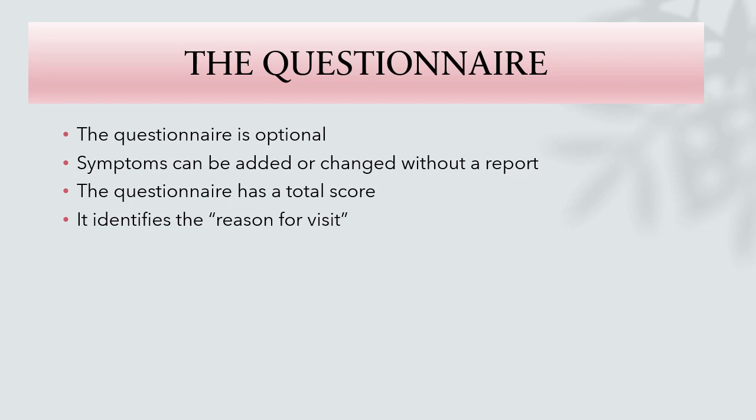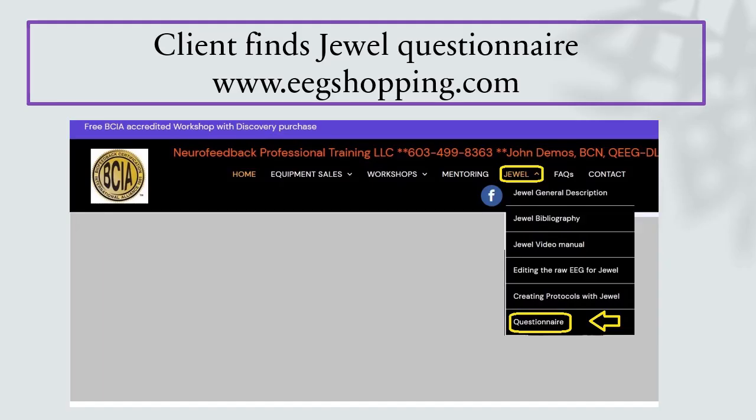The questionnaire, which is emailed to you, has a total score, and it identifies the reason for the client's visit. So it can be very helpful to have the client's point of view even before you see him or her. First, how does the client take the questionnaire? They go to www.eegshopping.com. They click on the Jewel tab. At the bottom of the tab is the questionnaire. It's just that easy to find this free questionnaire.